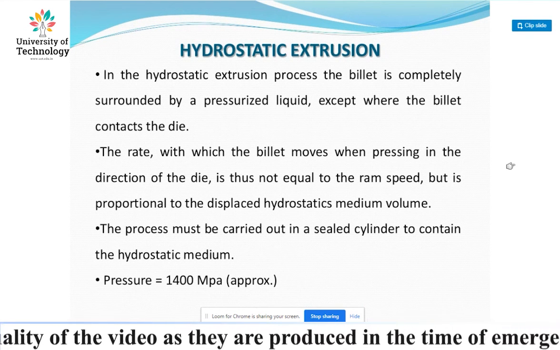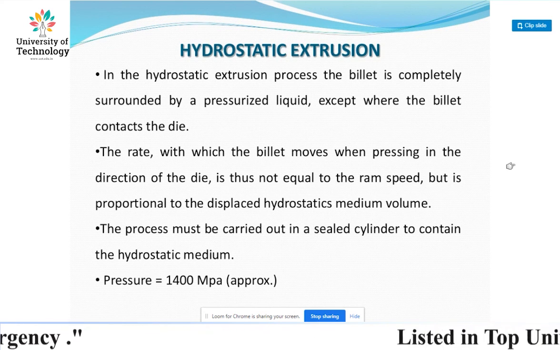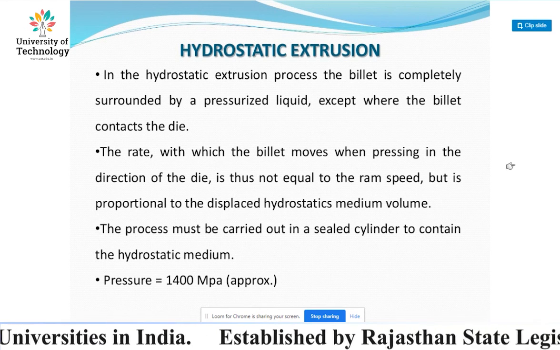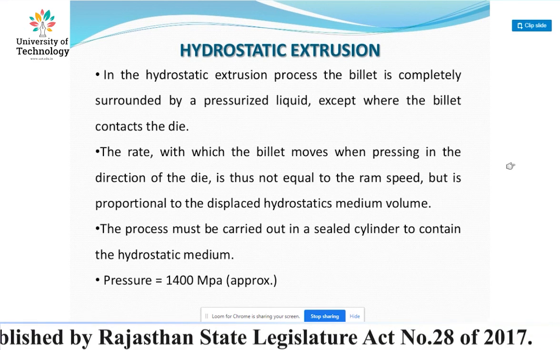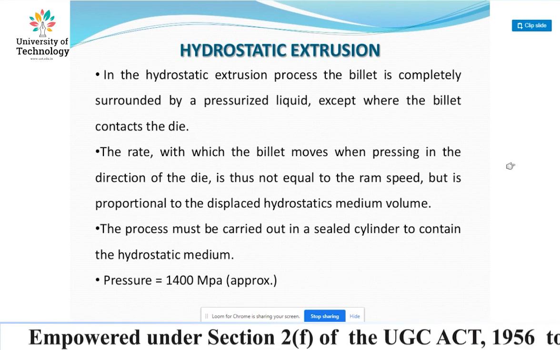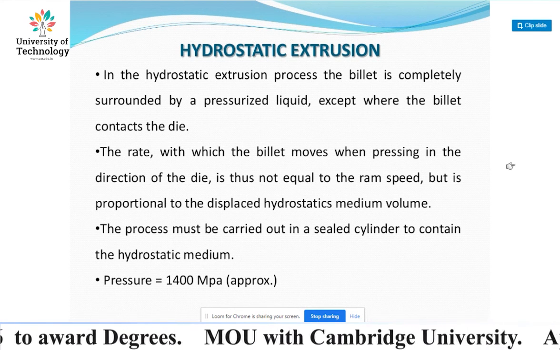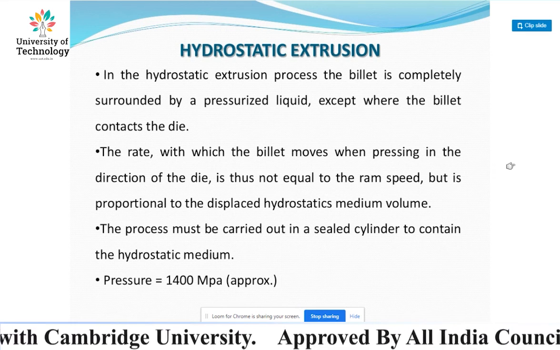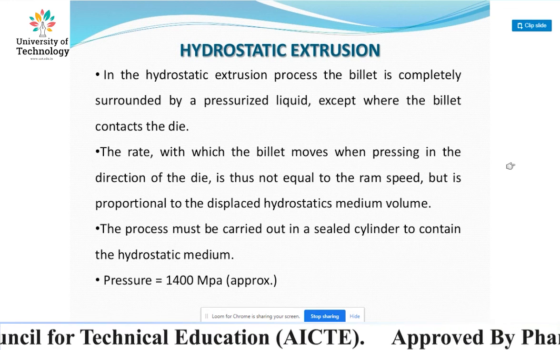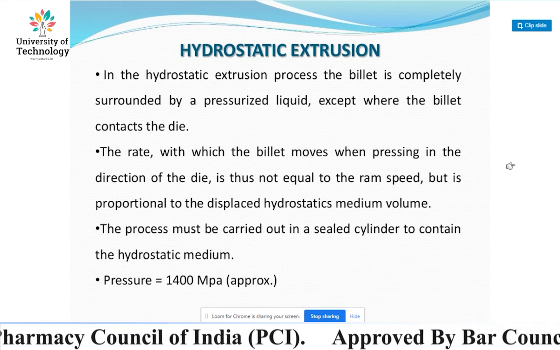Hydrostatic extrusion. In the hydrostatic extrusion process, the billet is completely surrounded by a pressurized liquid except where the billet contacts the die. The rate with which the billet moves when pressing in the direction of the die is thus not equal to the ram speed, but is proportional to the displaced hydrostatic medium volume. The process must be carried out in a sealed cylinder to contain the hydrostatic medium. The pressure in hydrostatic extrusion is approximately 1400 megapascal.